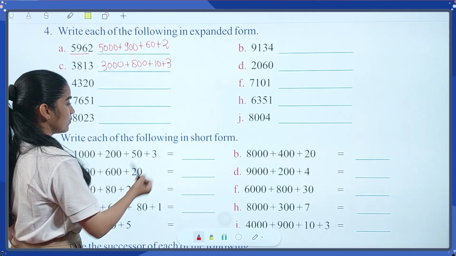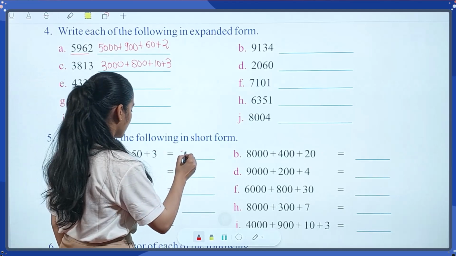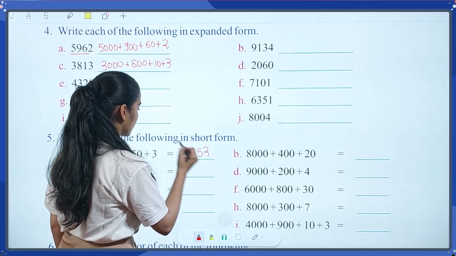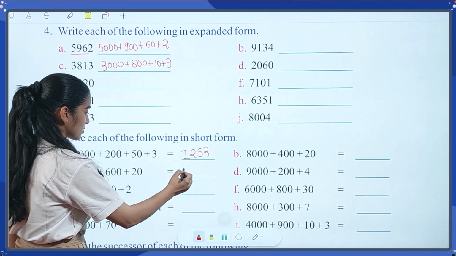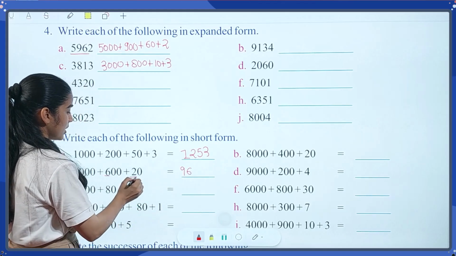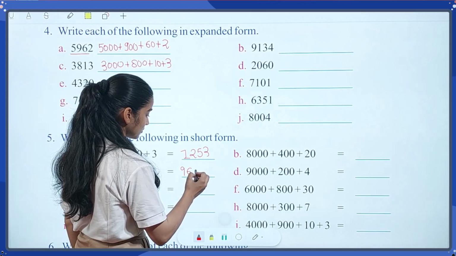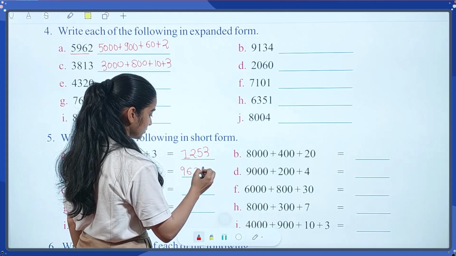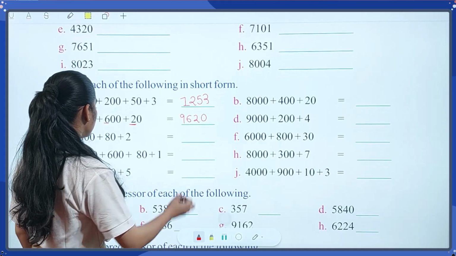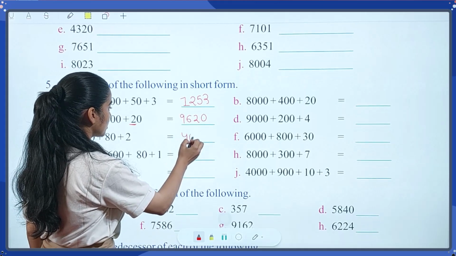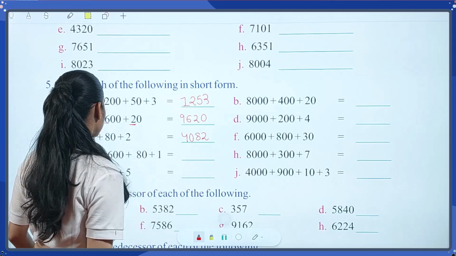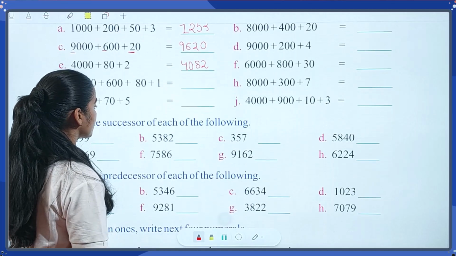Write each of the following in a short form. So 1253 is the short form. Next 9. So first write 9. Next we have 6. So then write 6. Then we have tens. Okay. Next 4080 plus 2. So it means 4082. Okay, students, write the same successor for each of the following.